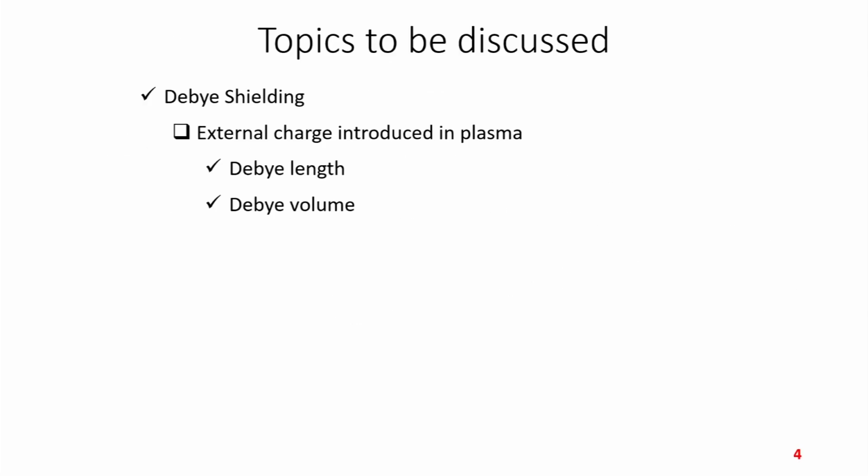Now, today we will continue with the same thing, but we will take another topic, called Debye shielding, or it is also called the screening effect. So, how will we do that? We will see what happens when we introduce an external charge into a neutral plasma environment. Then there is a shielding, called Debye shielding, and with respect to that we will find what the Debye length and Debye volume are.